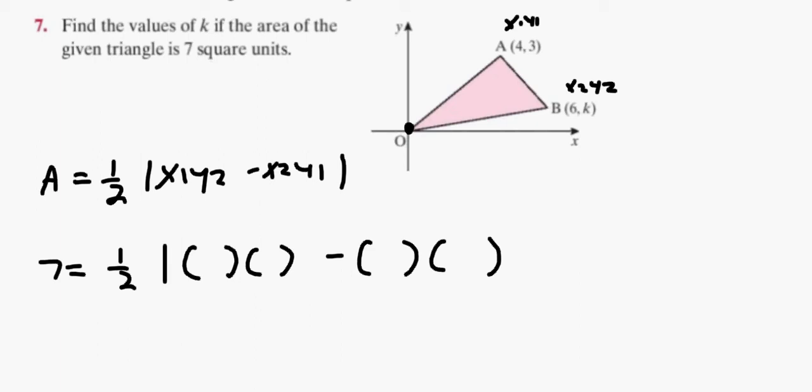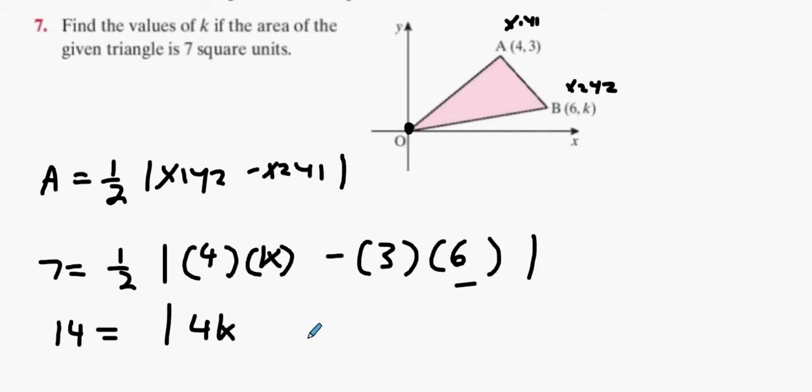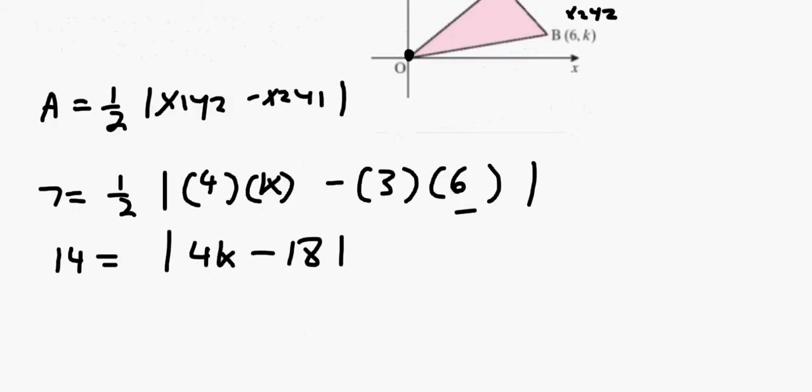Now, here's what we're going to do. We're going to do 4 times k, and we're also going to do 3 times 6. See that 2, what am I going to do with it? Bring it up to the 7 and call it 14, is that okay? And this is going to be 4k minus 18. What did we do last time when we had something like this a couple of chapters ago? Square both sides. What's 14 squared?